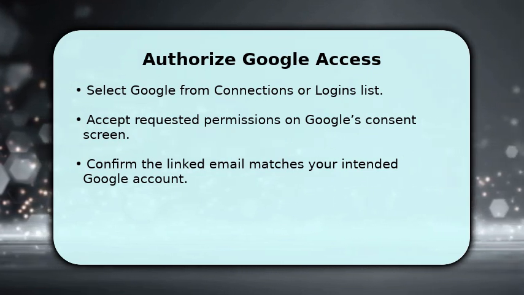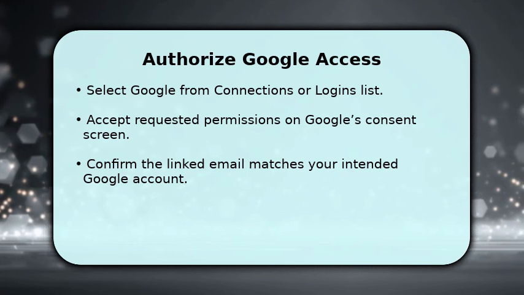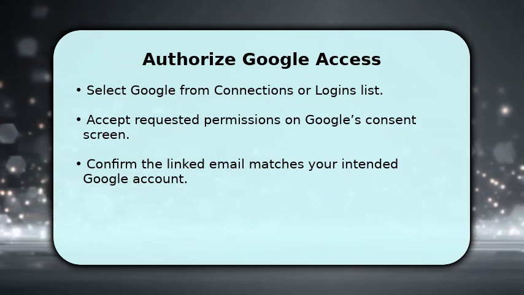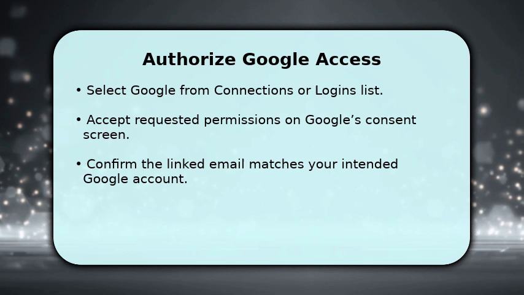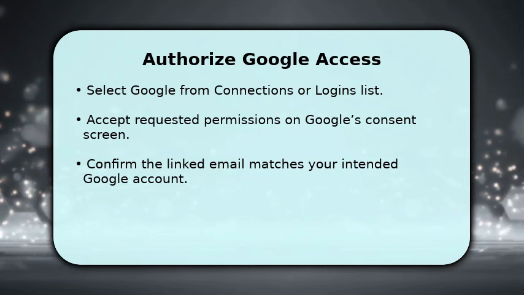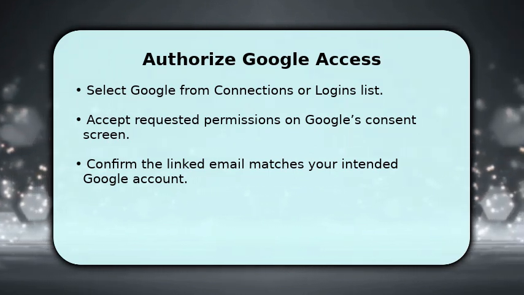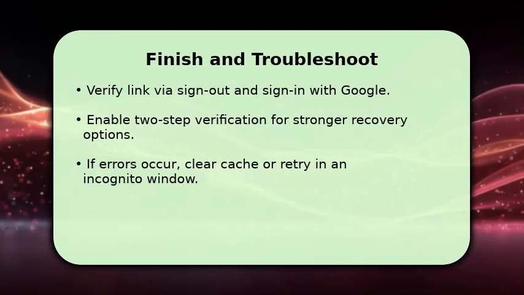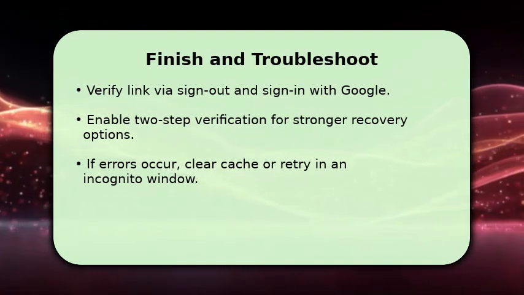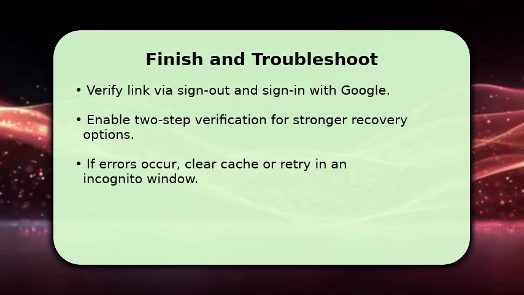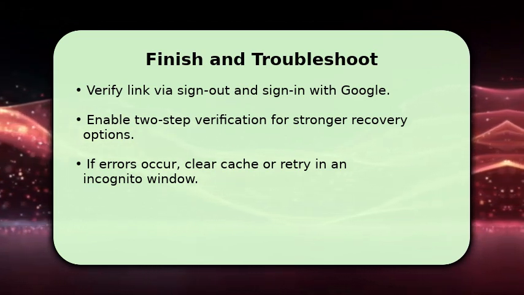Once authorized, Roblox returns you to account settings and displays the linked provider. Make sure the email shown matches your Google account, and check for any prompts to verify or finalize the link. Finish by testing the connection. Sign out and use Sign In with Google to confirm the link works. This proves Roblox accepted the OAuth token.